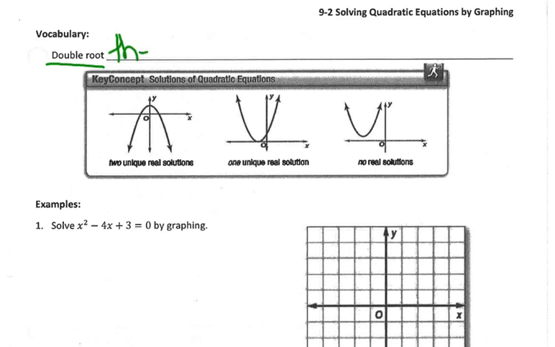the two roots are the same number. Right, and that happens if you had, for example, from our previous chapter, a perfect square trinomial, you would end up getting the same value for x.